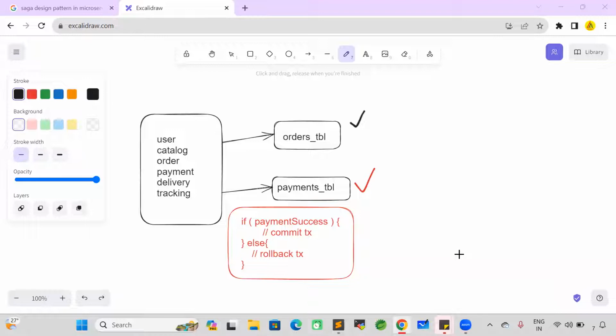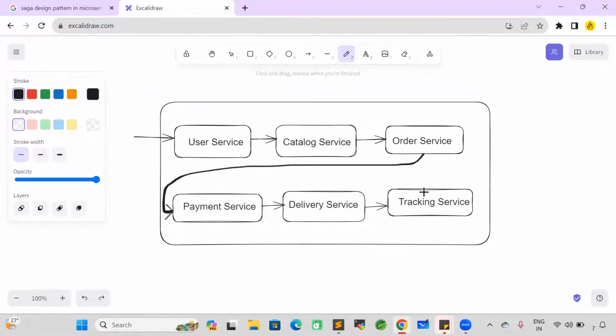Okay, guys, are you getting my point? What I'm trying to explain now: if you are using a monolithic application, a single database will be available, and all the tables will be in that one database. The order will be created and the payment process will happen. If the payment is successful, commit the transaction and the order will be placed. If the payment fails, roll back the transaction and the order will be deleted.